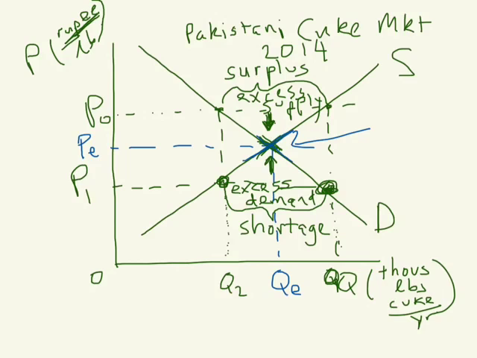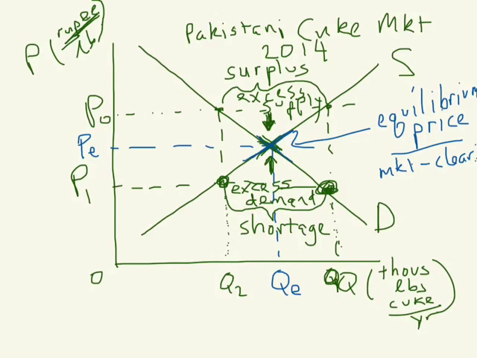So we call this the equilibrium price, and again, why have one term for things when you could have two? I also will call this the market clearing price and quantity. Either one of those terms means the same. All right. That's market equilibrium.